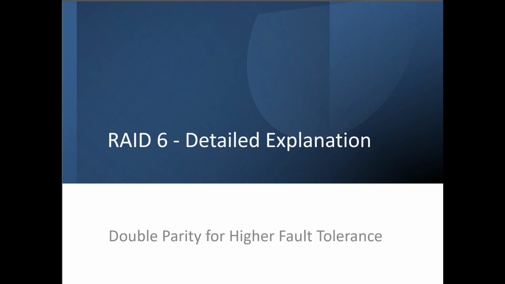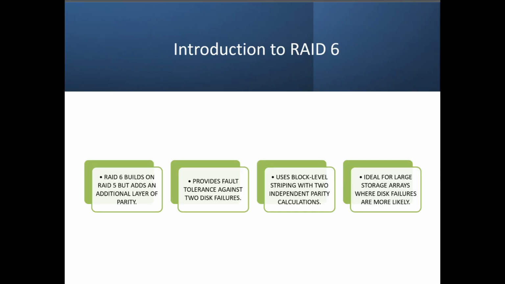In the previous videos, we saw how RAID 4 and RAID 5 use parity to protect against data loss. RAID 5 gave us protection from a single disk failure. But what happens if two disks fail at the same time? RAID 5 cannot recover from that. That's where RAID 6 comes in. RAID 6 is like an extension of RAID 5, but instead of one parity block per stripe, RAID 6 stores two different parity blocks. This means RAID 6 can survive the failure of any two disks in the array.